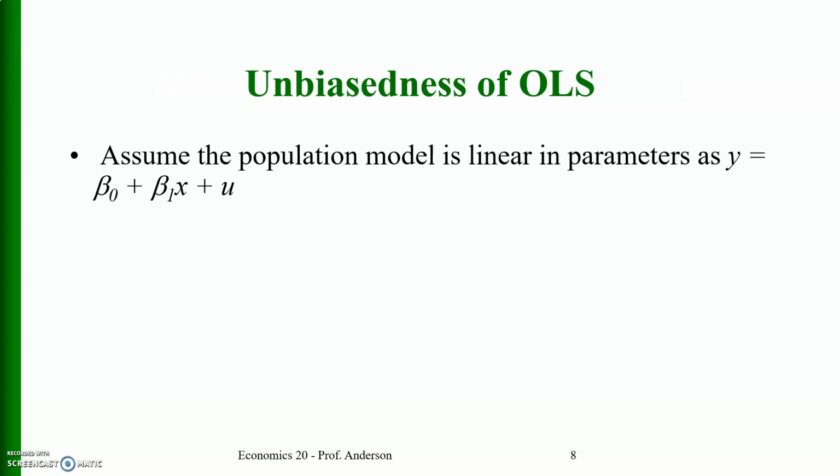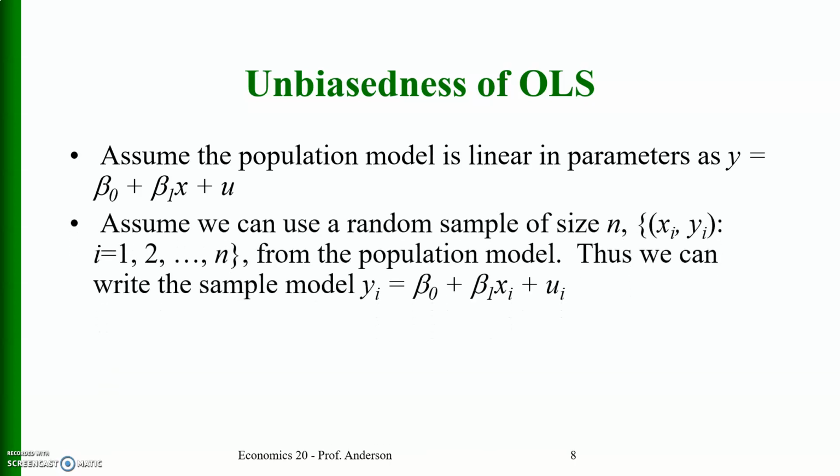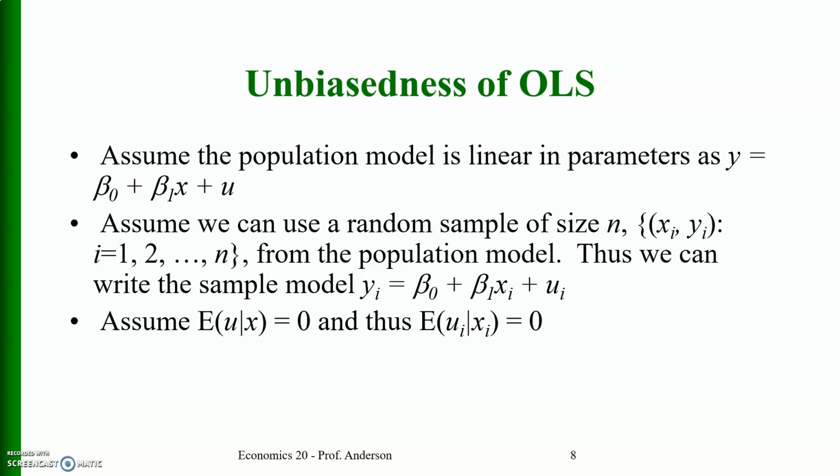Unbiasedness of OLS estimators. Assume the population model is linear in parameter as y is equal to beta naught plus beta 1 x plus u. Also assume we can use a random sample of size n of ordered pairs xi, yi, such that i varies from 1 to n, from the population model. Thus we can write the sample model yi is equal to beta naught plus beta 1 xi plus ui. We may also assume expected value of u given x is equal to 0, and therefore expected value of ui given x is equal to 0.